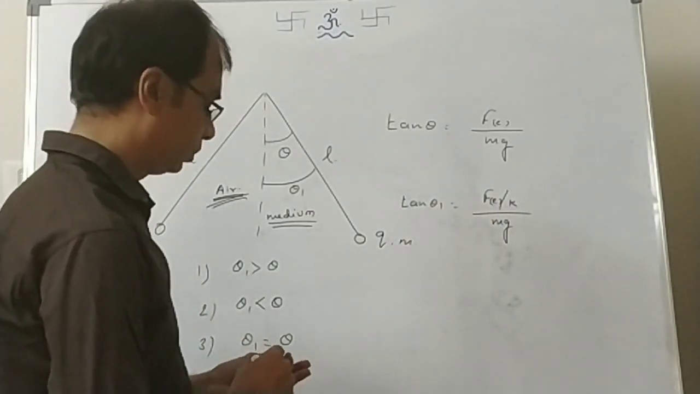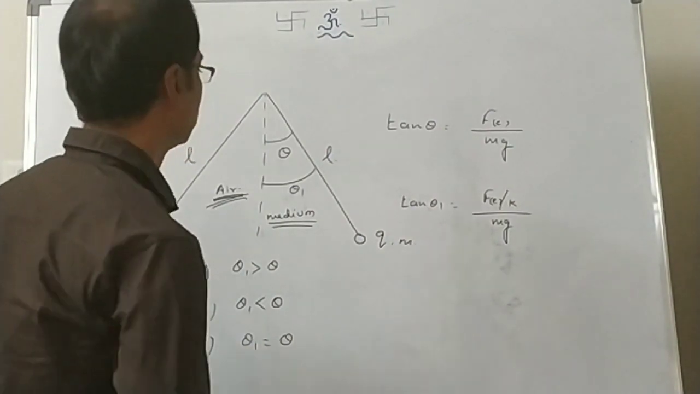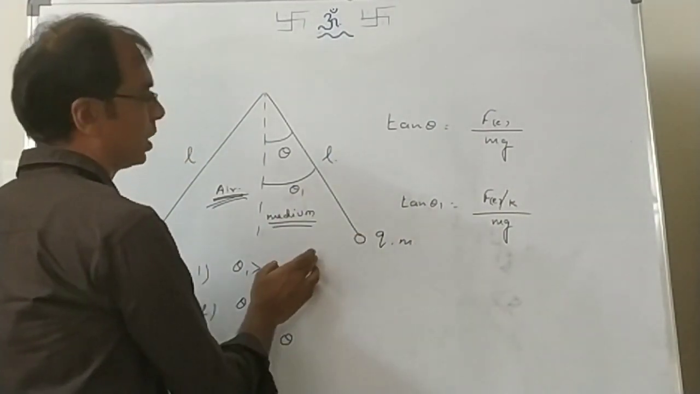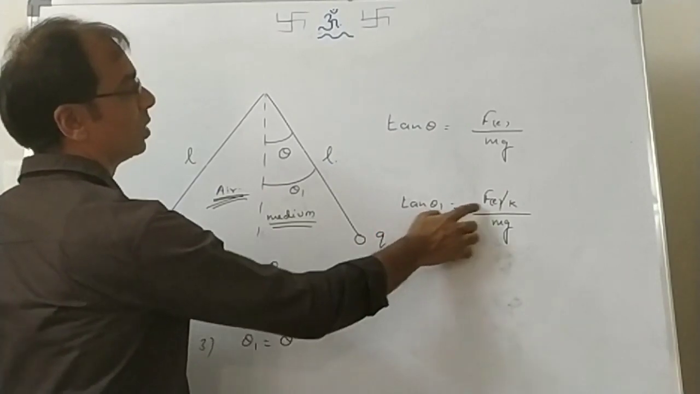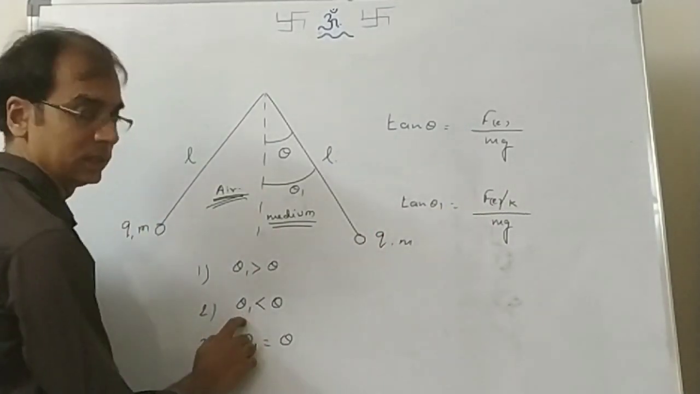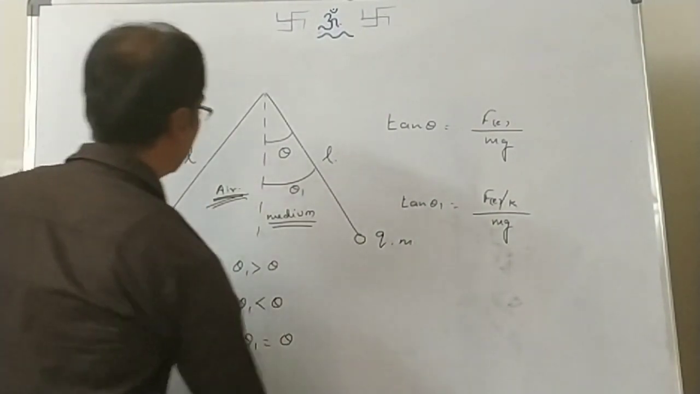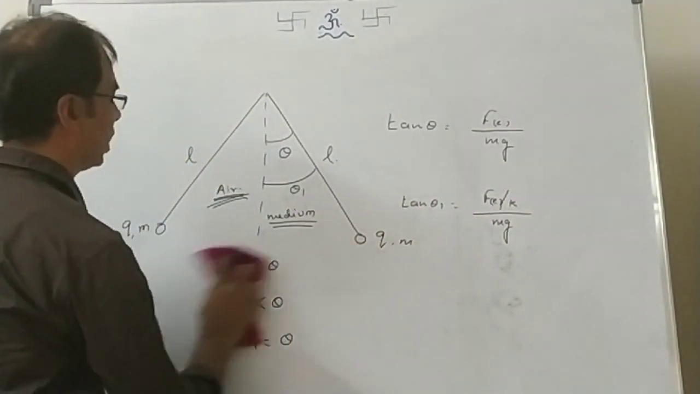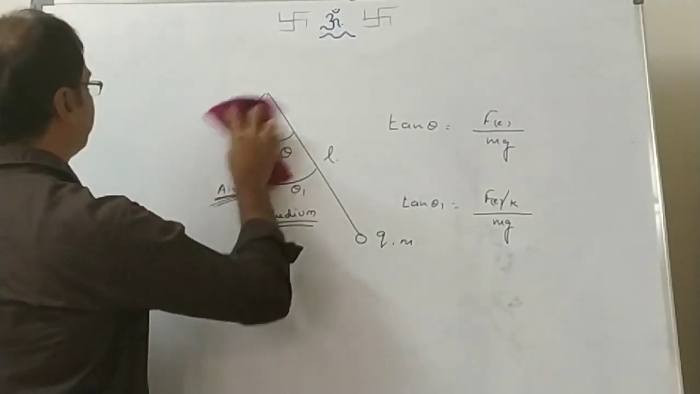Is that clear? So this ball will come closer because theta 1 is going to decrease. So theta 1 will be less than theta. This will be our answer. Alright. Let's see a few more problems. Very common problems are there.